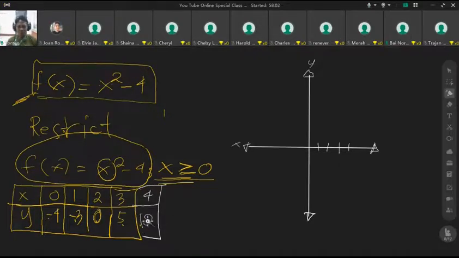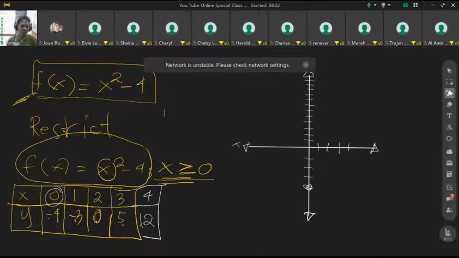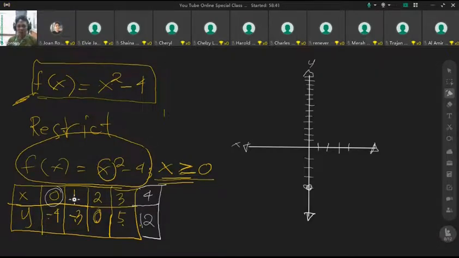This is 12. We have negative 1, negative 2, negative 3, negative 4, and 1, 2, 3, 4, 5, 6, 7, 8, 9, 10, 11, 12. If x is 0, what is our y? That is negative 4. If our x is 1, our y is negative 3. If our x is 2, that is 0. If our x is 3, our y is 5.